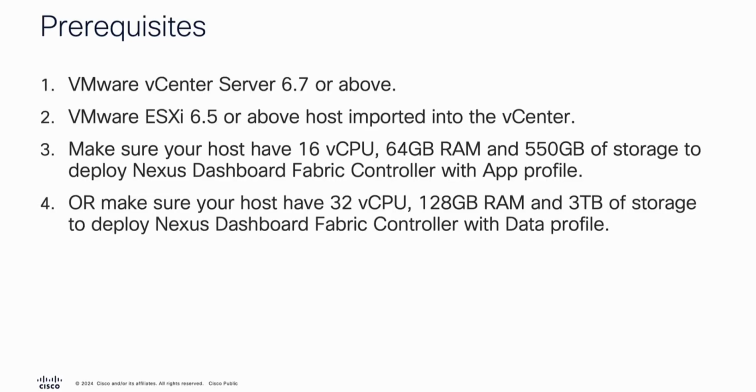Before we begin, we should have the following prerequisites in place: VMware vCenter Server 6.7 or above, and a VMware ESXi 6.5 or above host imported into the vCenter. Make sure your host has 16 vCPU, 64 GB of RAM and 550 GB of storage to deploy Nexus Dashboard Fabric Controller with the app profile. Or make sure your host has 32 vCPU, 128 GB of RAM and 3 TB of storage to deploy Nexus Dashboard Fabric Controller with the data profile.